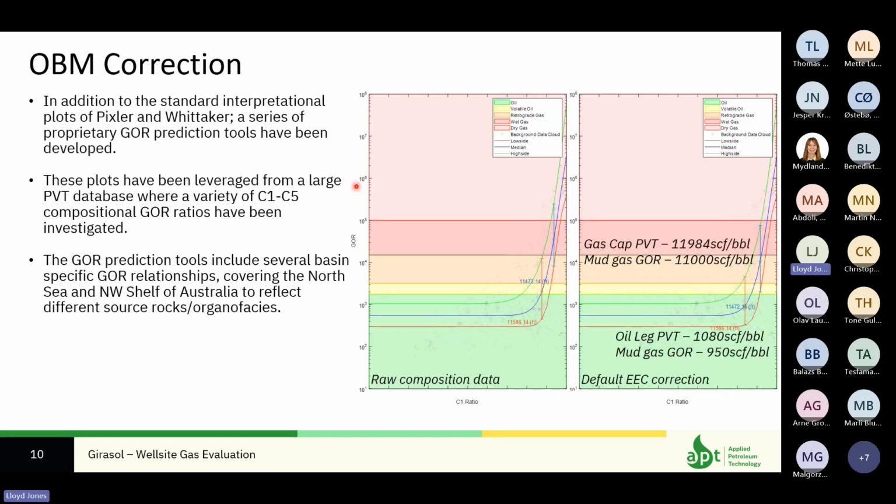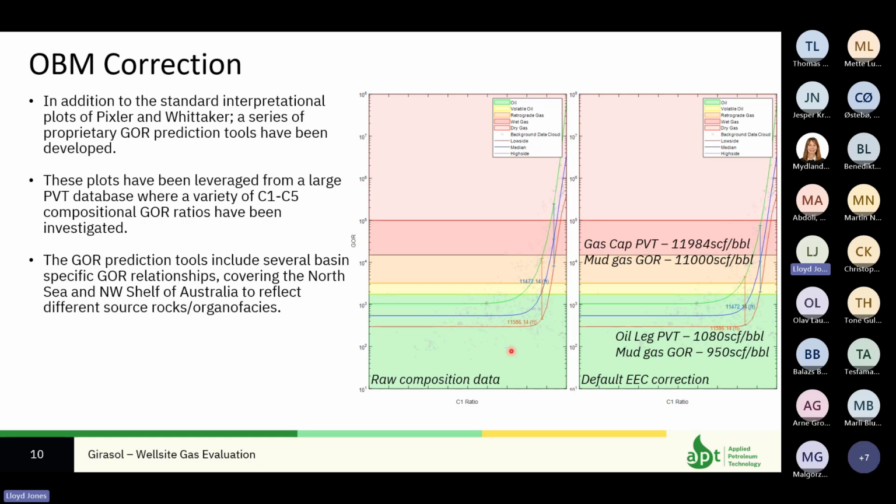So this is just an example showing the importance of correcting for the oil-based mud. You can see on the left-hand plot here, there are two samples, two data points. The blue sample is from a gas cap, and the orange sample is from the oil leg in the same reservoir. And you can see an estimated GOR came out around 40,000 for the gas cap and around 2,000 for the oil leg. And that's with the raw compositional data.